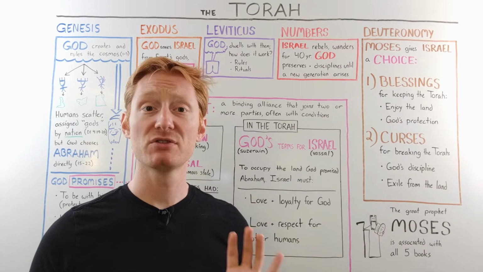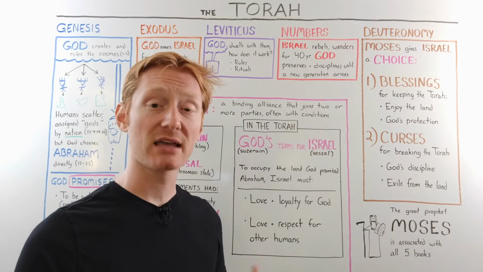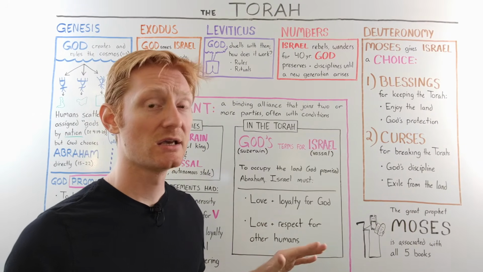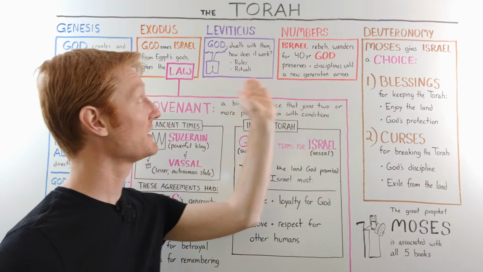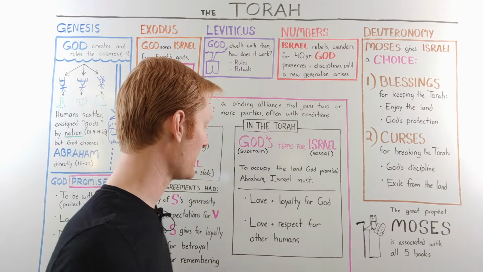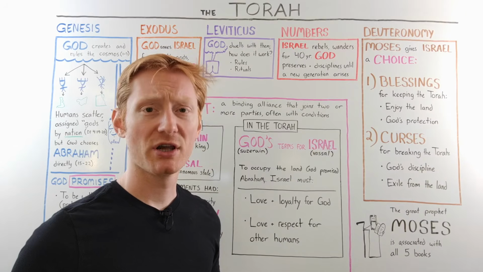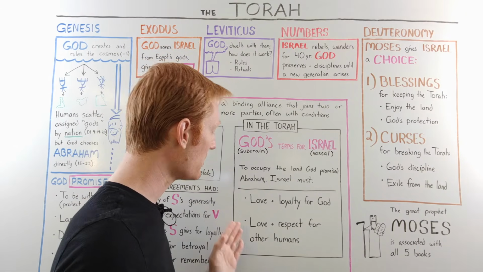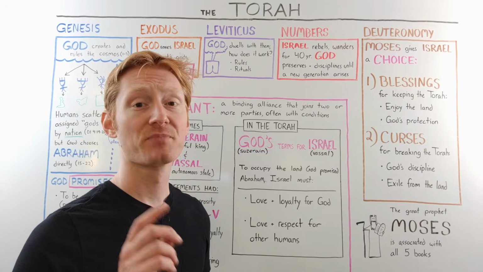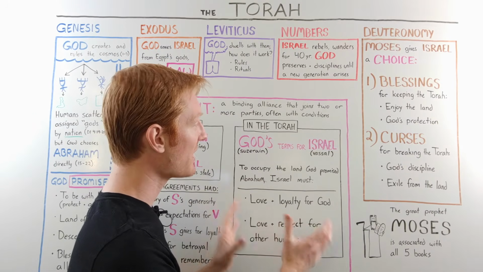But in order for Israel to maintain this relationship, they're going to have to keep some terms. These are God's expectations of Israel. And there are many, many terms, many rituals that are explored throughout Exodus, Leviticus, Numbers, and Deuteronomy. But they all boil down to two basic commands. God wants love and loyalty. Israel is not allowed to worship other spiritual beings. And God also expects love and respect for other humans. This is where you get laws like don't murder, honor your father and mother, don't steal, those kinds of things. This is God's expectation for Israel.